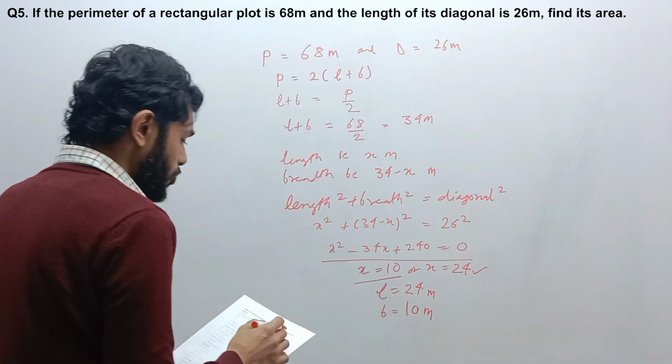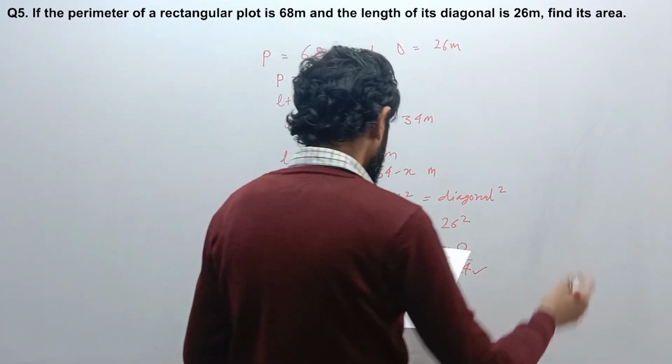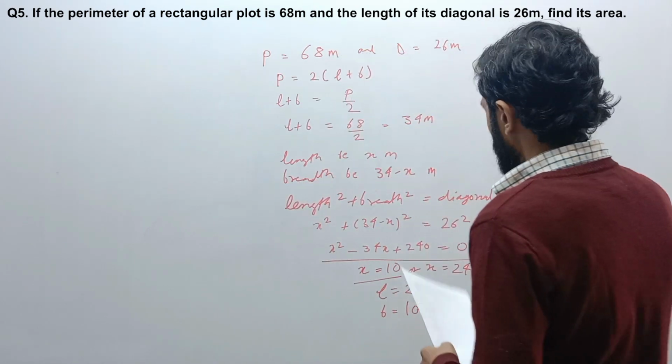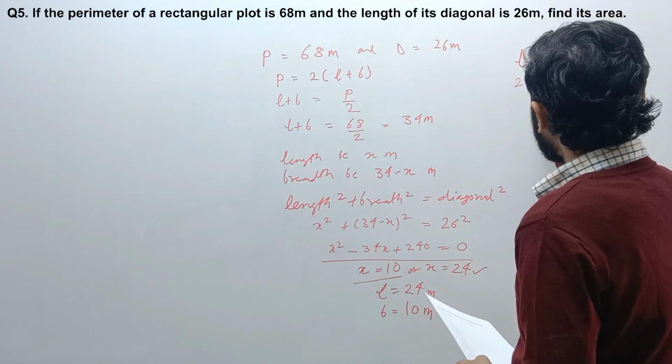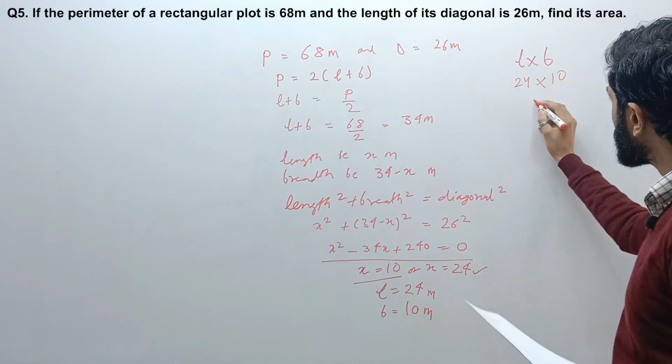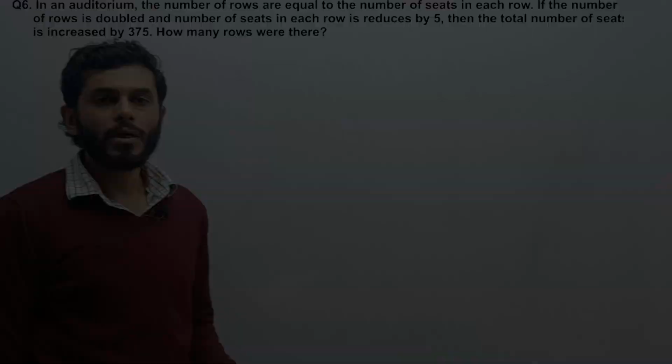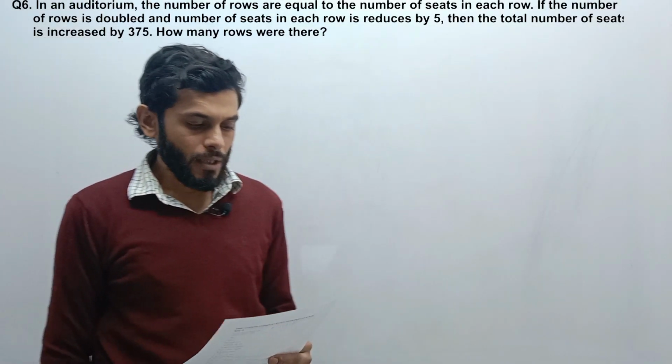Now you also have to find its area. So the formula of the area of a rectangular plot is L into B. So L is 24 and breadth is 10. Hence your area would be 240 meter square. Now coming to the next question.